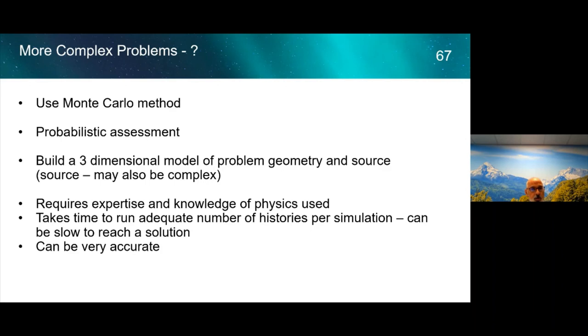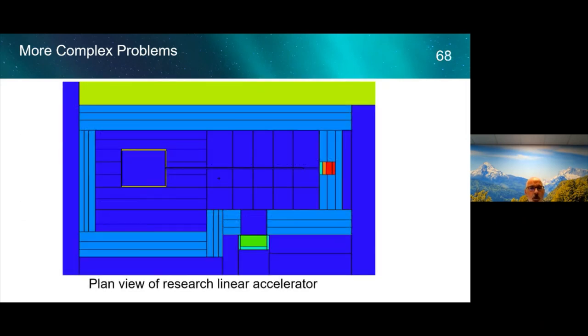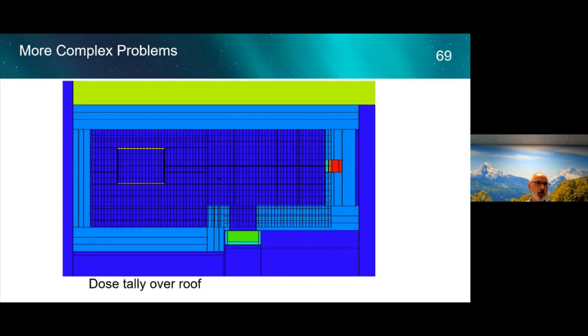The advantage of Monte Carlo is it can be very accurate, but it can also be completely inaccurate if you don't put the right information in. This is a schematic of a model, which is a planned view of a linear accelerator. The different colours on the right hand side show your beam dump, which is laminated with various different kinds of materials. But the real advantage of Monte Carlo is you can place a whole array of detectors and end up with a nice map showing you the dose rate over large surfaces.